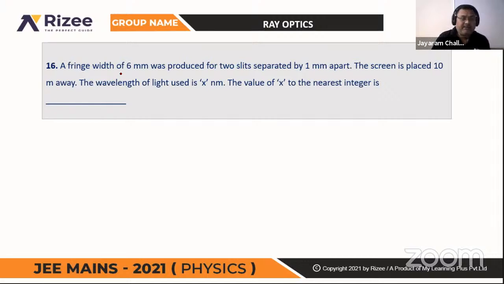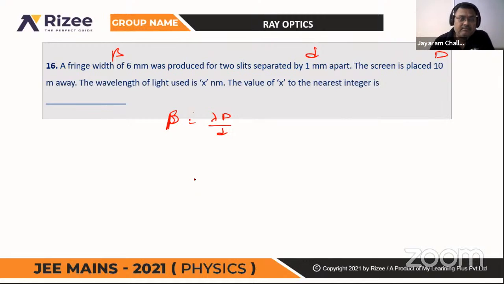So coming to here, the fringe width he has given, that is beta, was produced. The two slits are separated by 1 mm apart, that is small d he has given. The screen is placed at 10 meters, which is capital D, also provided. The wavelength of the light he is asking. Beta is equal to the formula lambda into capital D by small d.